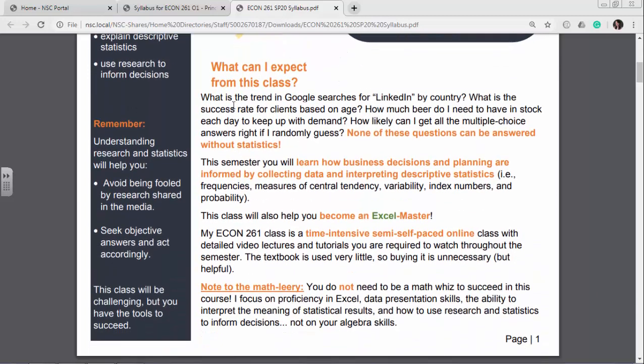So here's some questions that you can't ask without statistics. And as you are taking this class, kind of look at things that are shared on social media. Look at media reports. Look at things that you see in everyday life and try to find the statistics in it. And as you gain more and more skills, try to be more critical of those values that are presented to you. This semester will also teach you how business decisions and planning are informed by data analysis and results. And again, it'll help you become an Excel master.